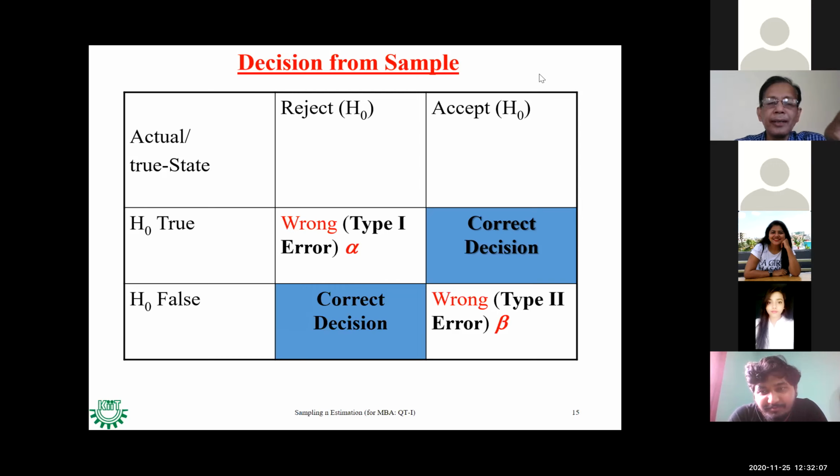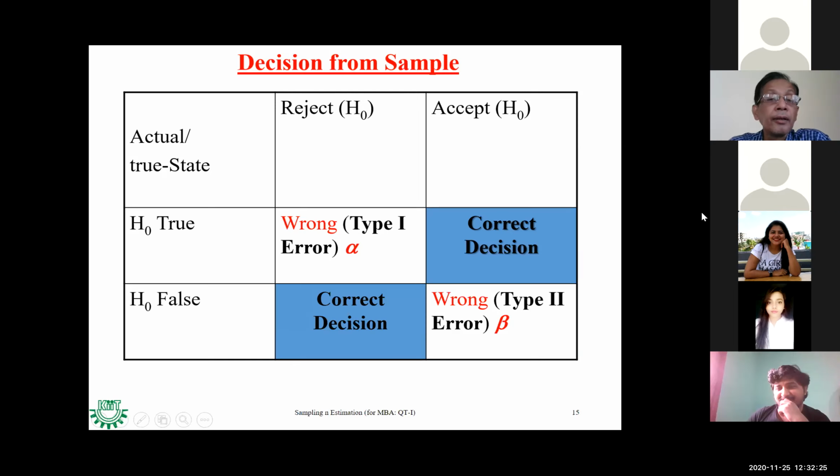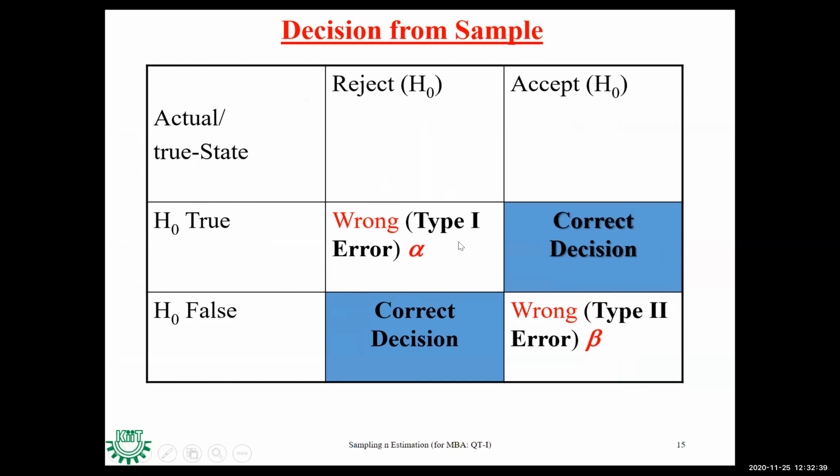So if you combine first row and first column, how many situations are there? Now how many situations are there? In first, how many situations are there? Answer what I am saying. Four, sir. Four. So now look at here.